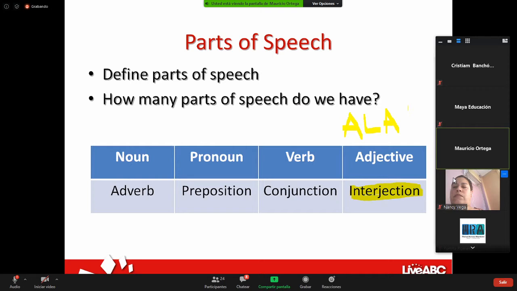This is a beautiful expression. And this, teachers, is an interjection. Alas. Alas is like, wow, oh my God, poor me. Alas actually implies that you're losing something.